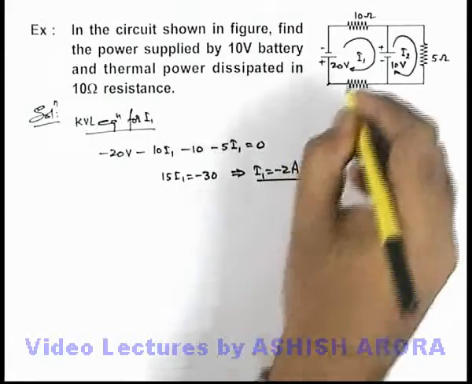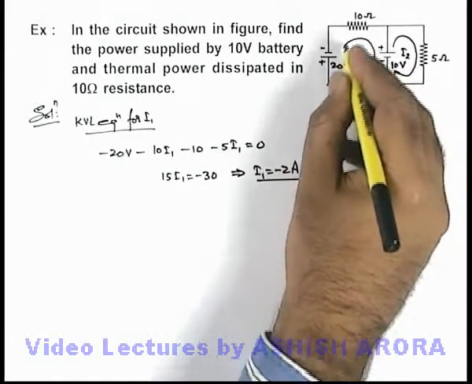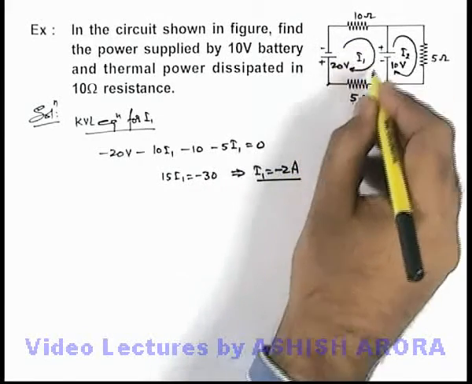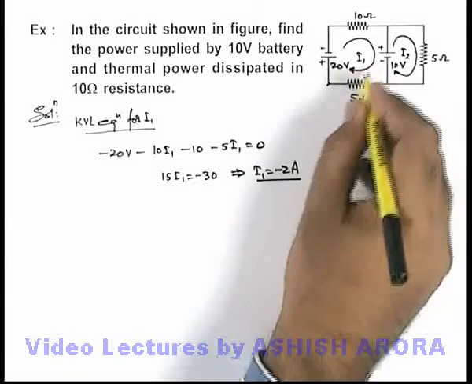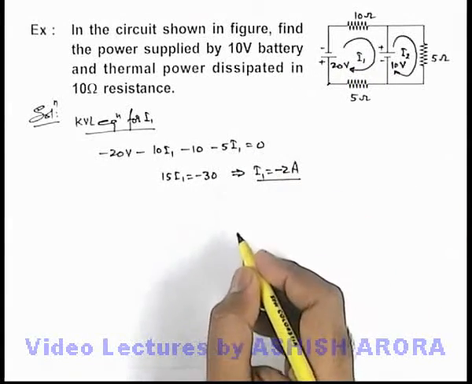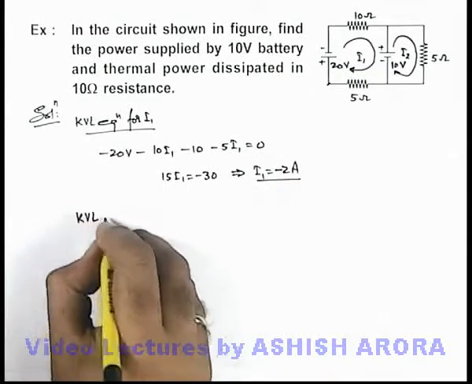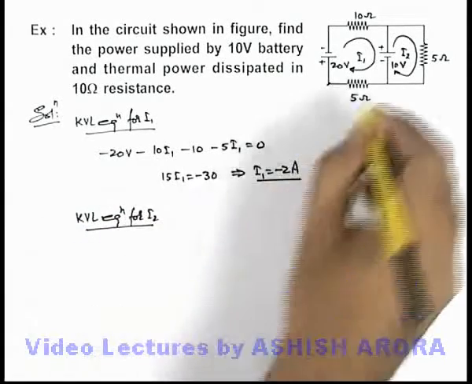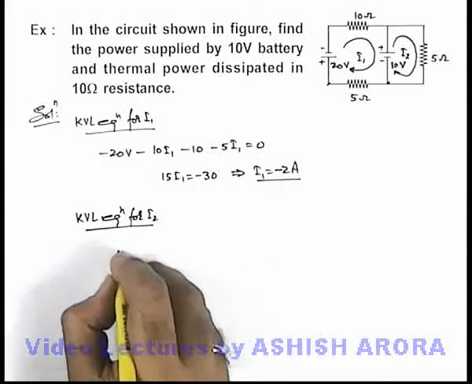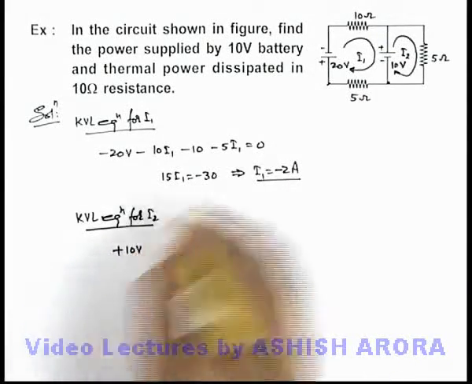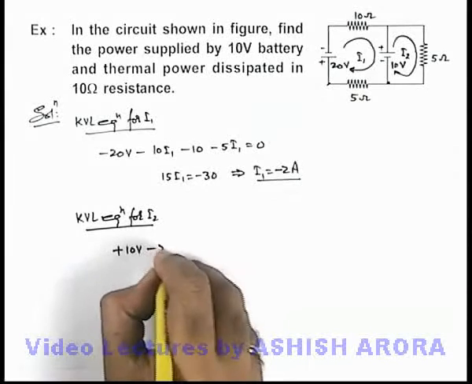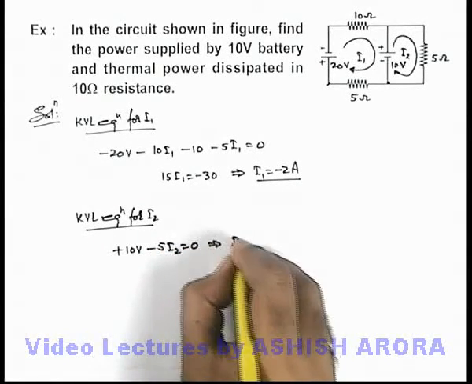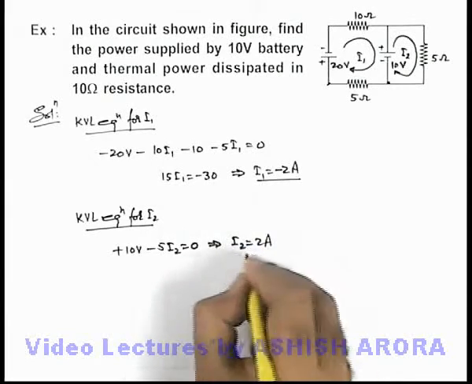That means actually the current is flowing in an anti-clockwise fashion because there is a negative sign here. As in the diagram shown here, we have taken it as clockwise, so it is coming with a negative sign. Now similarly, if we write the KVL equation for I2, here you can start from this point. So there will be a gain in potential of 10 volt. Then there will be a drop in potential, minus 5 I2, which is equal to 0. And on simplifying, you can see the value of I2 we are getting is 2 ampere.